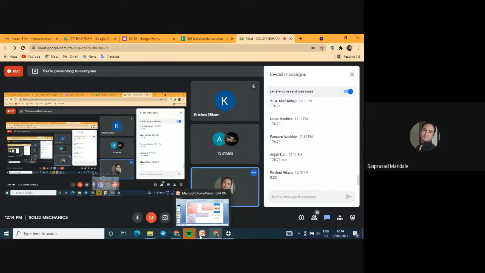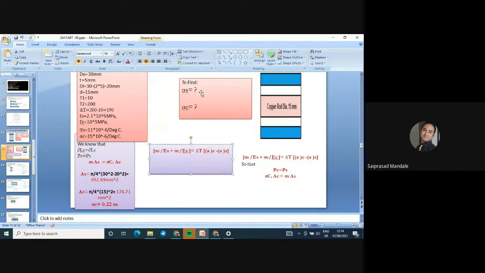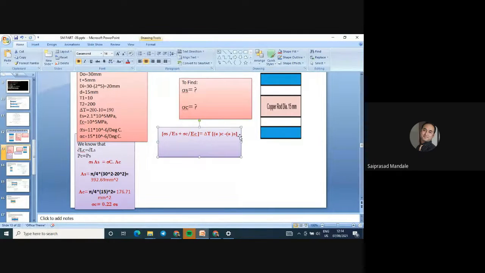Now, once we have a relationship between sigma c and sigma s, what did they tell us to identify? They told us to identify the individual values of sigma s and sigma c. Now we have one more equation, this is the equation. I'm going to use that equation over here and replace the terms that I know. Okay, so let us start.